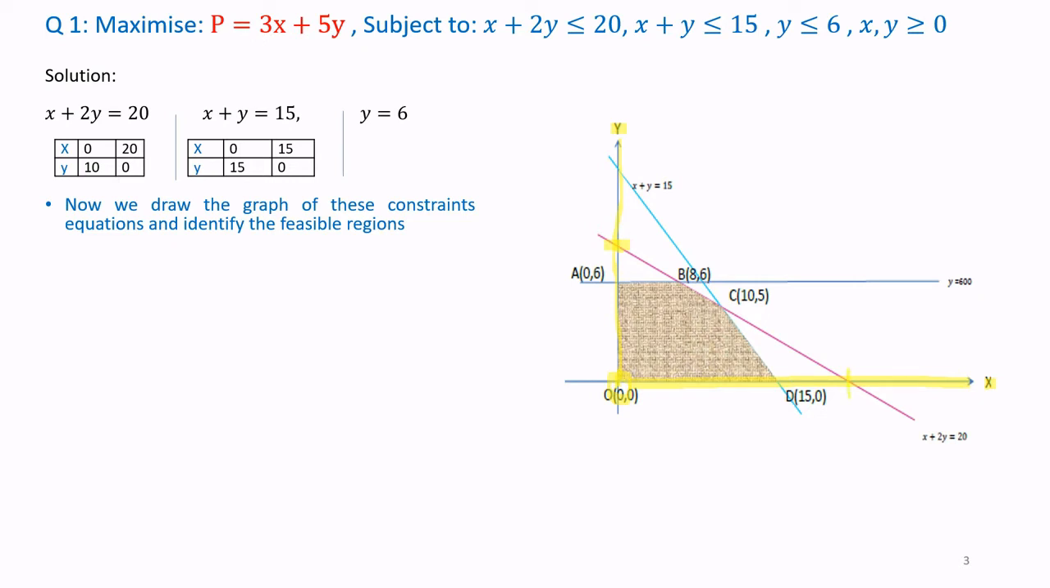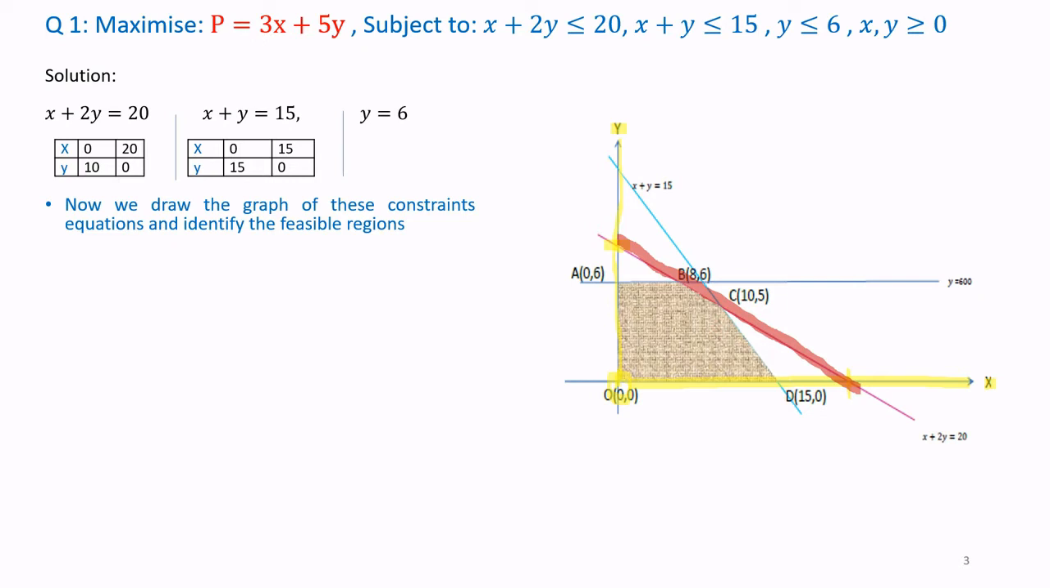So we will join this line. Here you see, this is the line we will join. So we get the equation x plus 2y is equal to 20 as this brown colored line. Next we will draw x plus y is equal to 15.